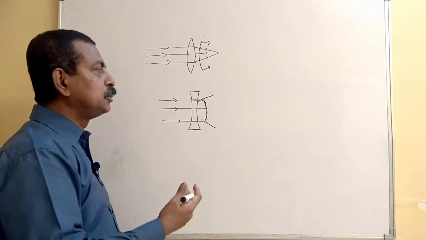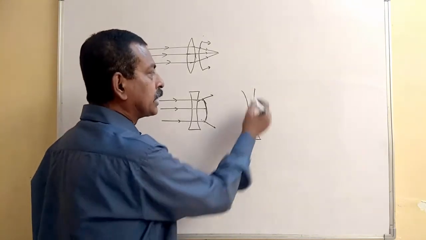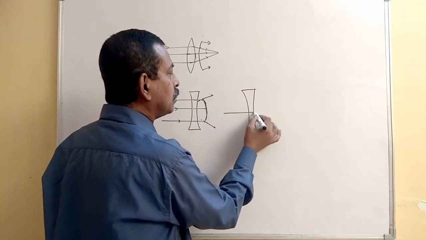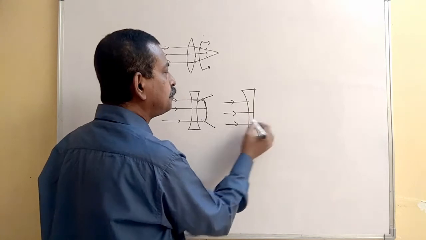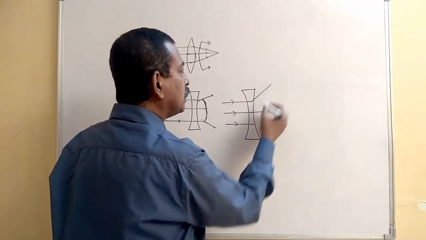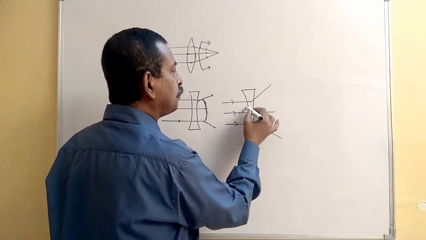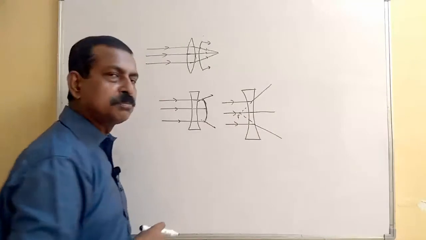The same thing you can treat in a different way. You have here a concave lens. The rays are falling on it parallel. After passing through this lens, they will diverge. They will appear to be coming out from this particular point, which may be the focus of this.